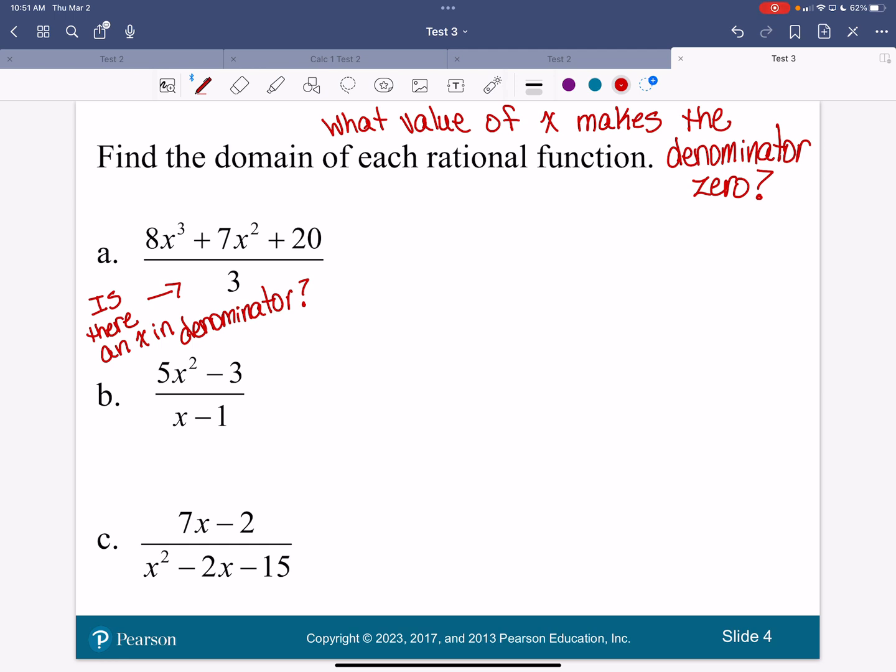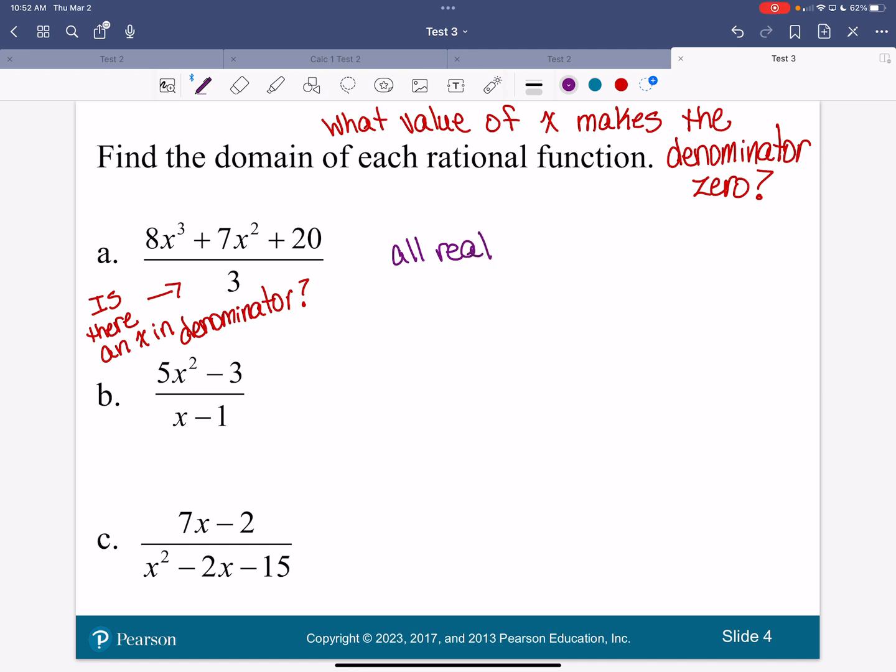Look at number 1, or A. Is there an x in the denominator? No. Is it okay if our numerator is 0? It is totally fine if our numerator is 0. Okay? It's our denominator that can't be 0. In this situation right here, our denominator is always 3. It's always 3. Okay? So that means that our domain here is all real numbers.